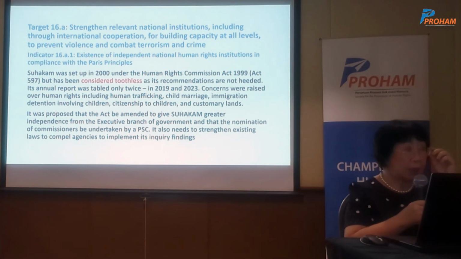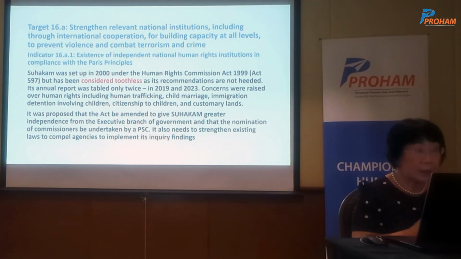And 16A and B are how we should implement all these other SDG 16s. So 16A is to strengthen relevant national institutions, including through international cooperation, for building capacity at all levels to prevent violence, combat terrorism and crime. And the indicator is the existence of independent national human rights institutions in compliance with the Paris Principles.